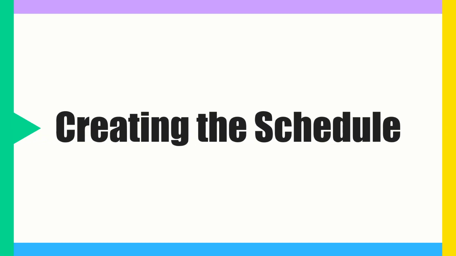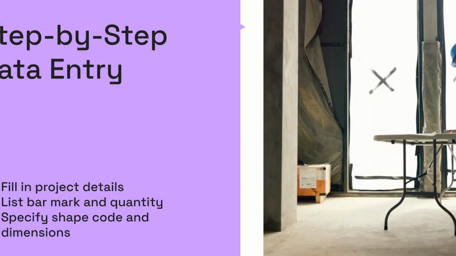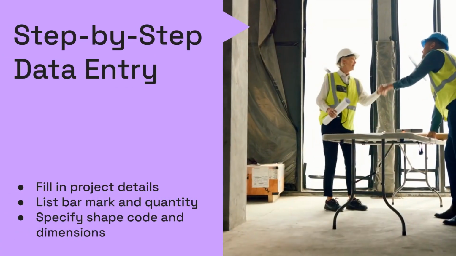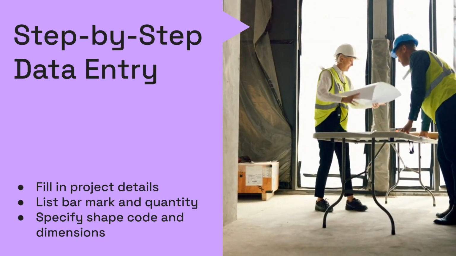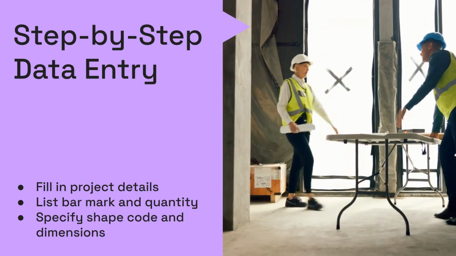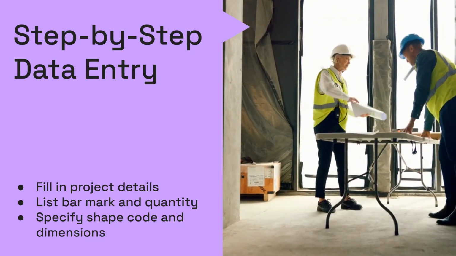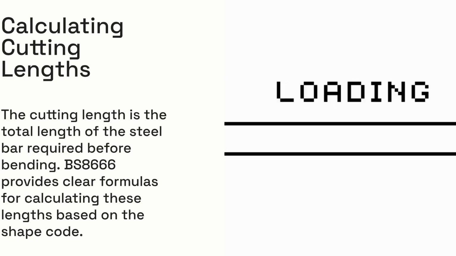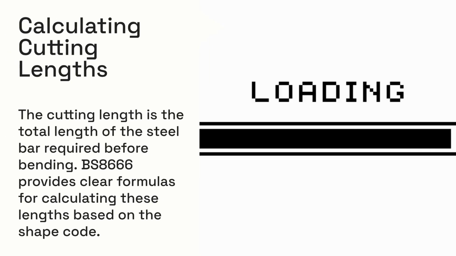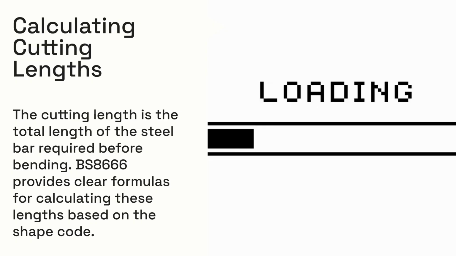Moving on to the administrative side, how do we actually create and fill out the bar schedule table? Accurate data entry is non-negotiable. Ensure that all details, from the bar mark to the dimensions defined by the shape code, are correctly transcribed onto your schedule table. A key function of scheduling is calculating the exact cutting length for each bar. This calculation includes allowances for bends and is dictated by the dimensions specified for the shape code.